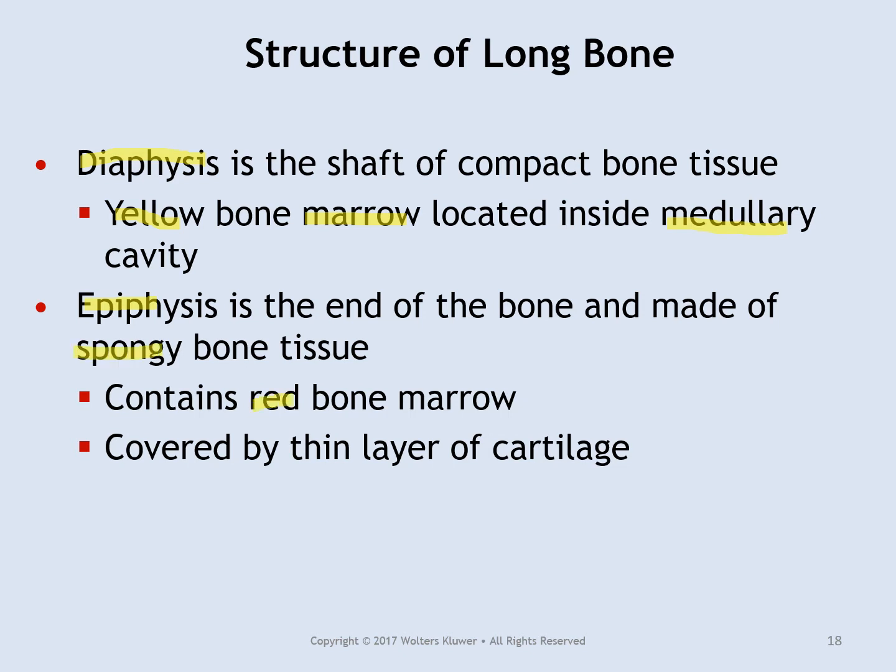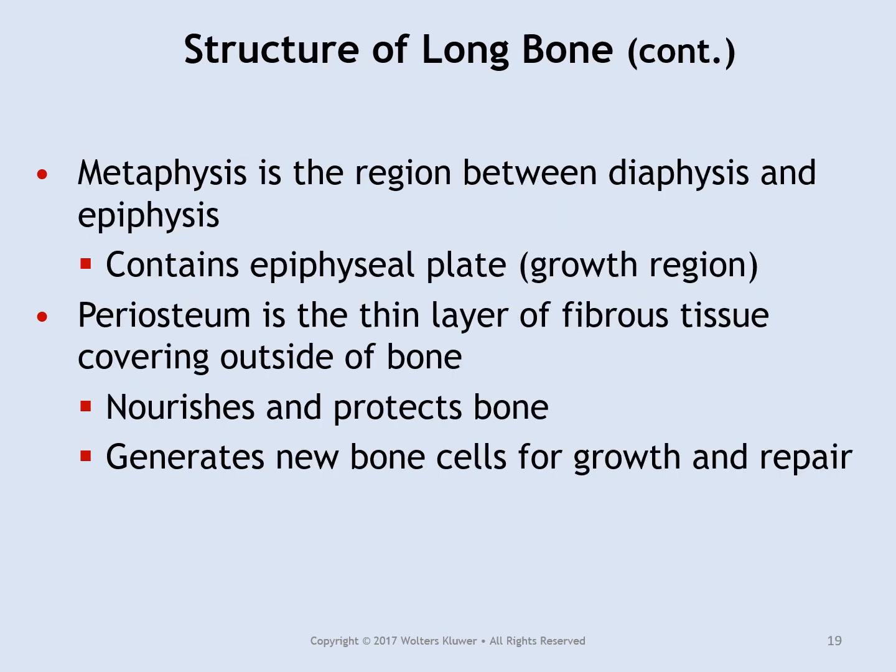This is where the red marrow is contained, and a lot of red blood cells are produced in the red bone marrow. And the whole thing is covered by a thin layer of cartilage. The metaphysis is the region as you go from the diaphysis to the epiphysis. So it's kind of an in-between.